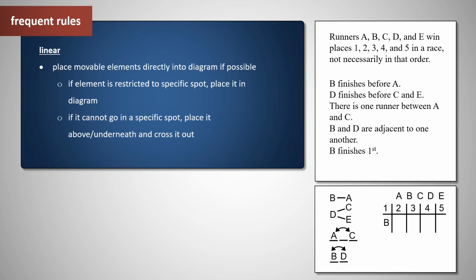Now, if it cannot go in a specific spot, you can place it above or underneath, depending on what you feel more comfortable with and how much space you have, and you can simply cross it out. So a rule like A doesn't finish 5th, just put an A underneath the 5, underneath the column, and you can cross that out. If we had space, we could have put the A above the 5, and you could have crossed it out there as well. So this is a situation where you have certain rules that interact with the structural elements, and it makes sense to put them into your template diagram to let you know what it's going to look like when you're making the test diagram, either putting it directly into the spot, or showing that it cannot go into a particular spot.